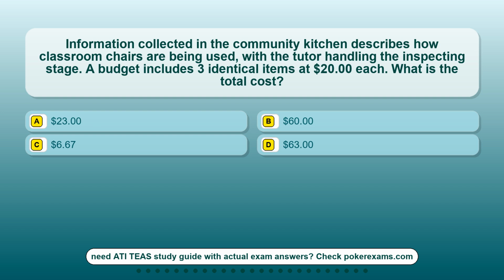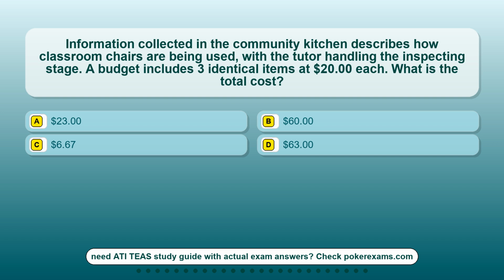Question 15. Information collected in the community kitchen describes how classroom chairs are being used, with the tutor handling the inspecting stage. A budget includes 3 identical items at $20 each. What is the total cost? Option A, $23. Option B, $60.